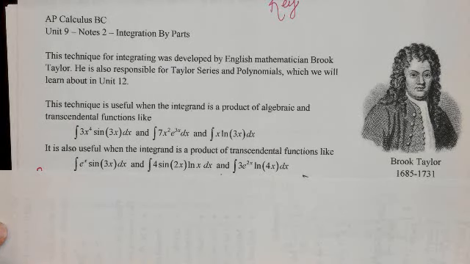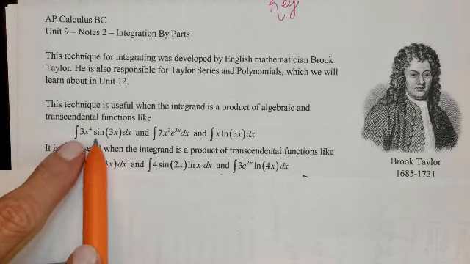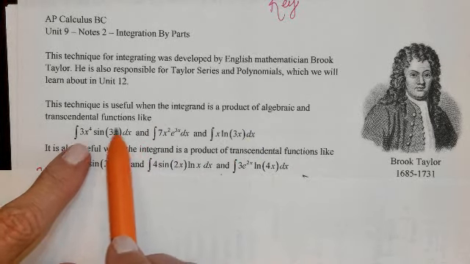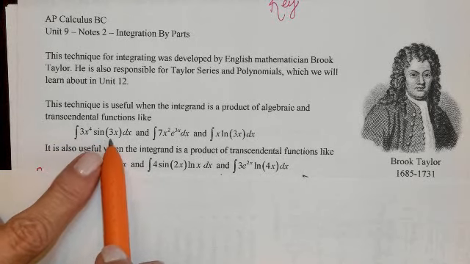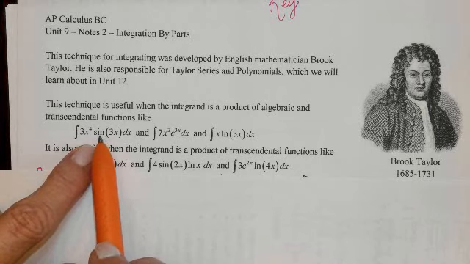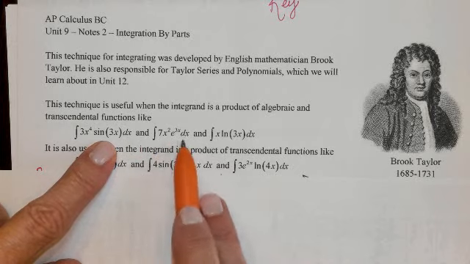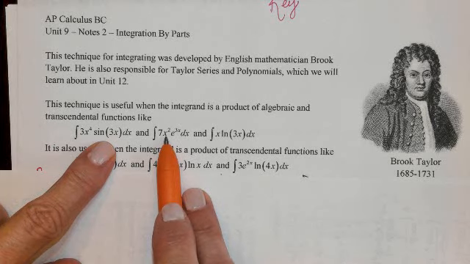This technique is very useful for many functions, but we use it the most when our integrand is an algebraic times a transcendental function. So like 3x to the fourth times sine of 3x, tangent 3x, cosine 3x, things like that. Another transcendental function is e to the x. So if you had algebraic times an e to the x, that would be a good cue to try integration by parts.